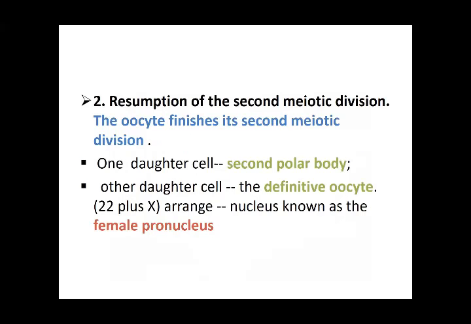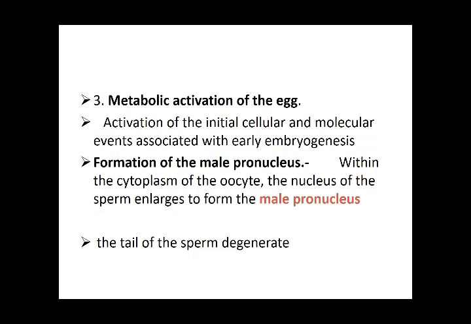Then there is the resumption of the second meiotic division. As I told you, the oocyte finishes its second meiotic division, which results in a second polar body and the definitive oocyte, that is 23. This nucleus is also known as the female pronucleus. Then there is another change, the metabolic activation of the egg. Initial cellular and molecular events are associated with the further division changes which are going to occur in embryogenesis.